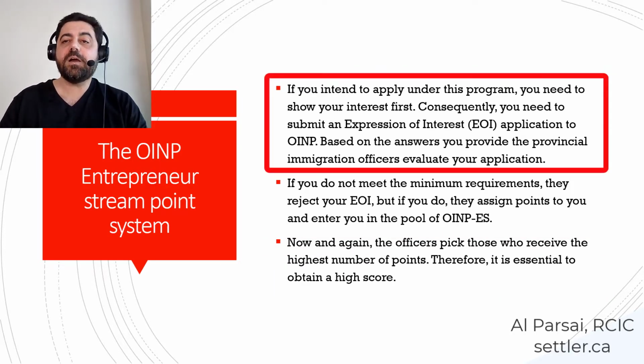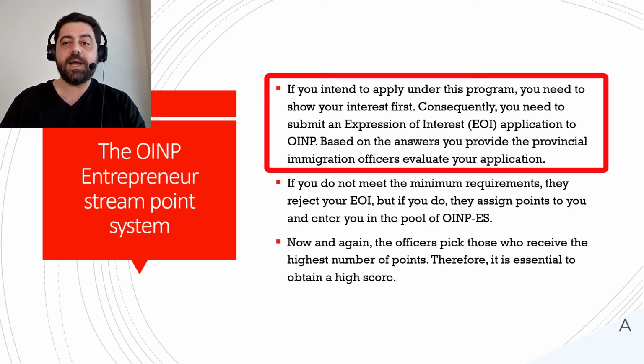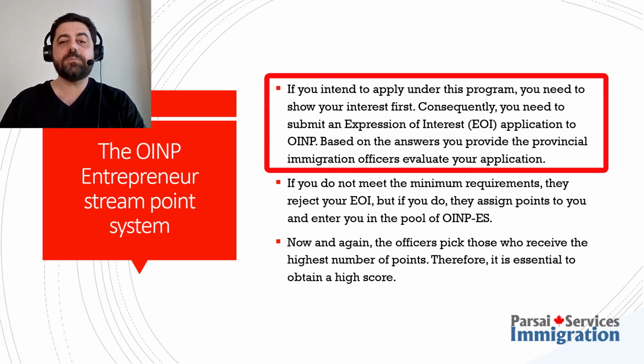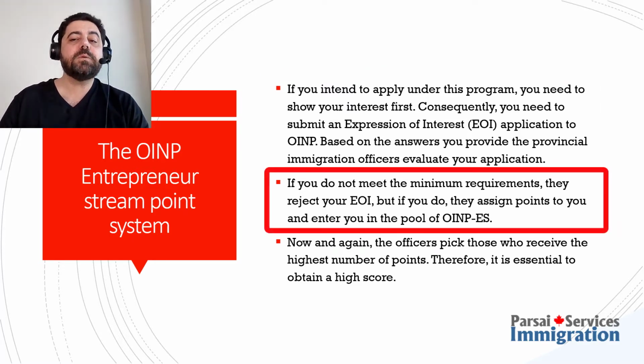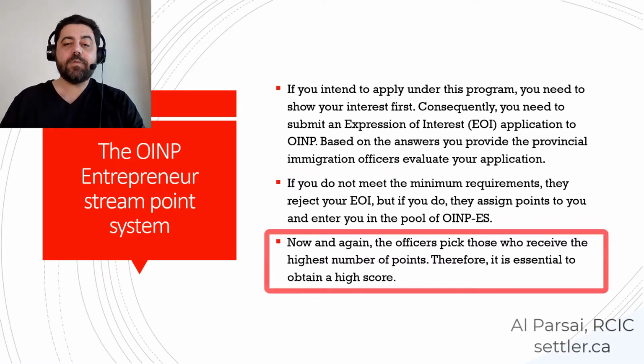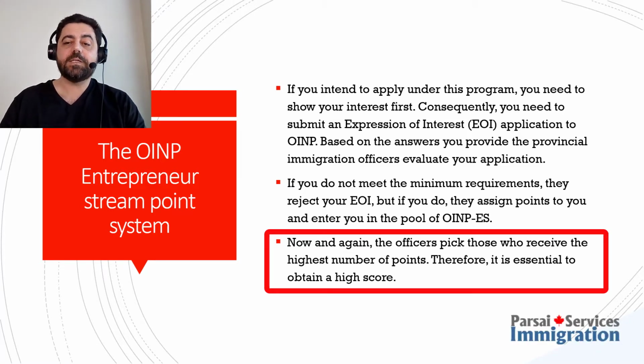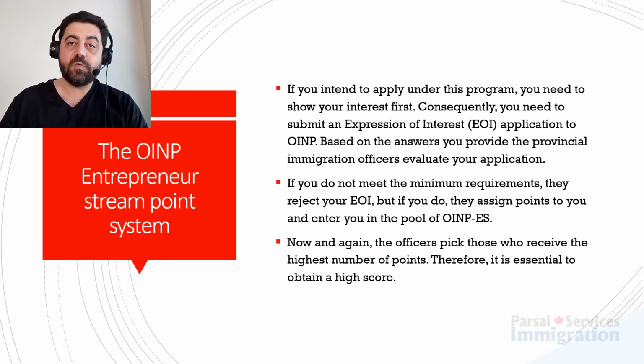If you intend to apply under this program, you need to show your interest first. Consequently, you need to submit an expression of interest or EOI application to OINP. Based on the answers you provide, the provincial immigration officers evaluate your application. If you do not meet the minimum requirements, they reject your EOI. But if you do, they assign points to you and enter you in the pool of OINP-ES. Now and again, the officers pick those who receive the highest number of points. Therefore, it is essential to obtain a high score.